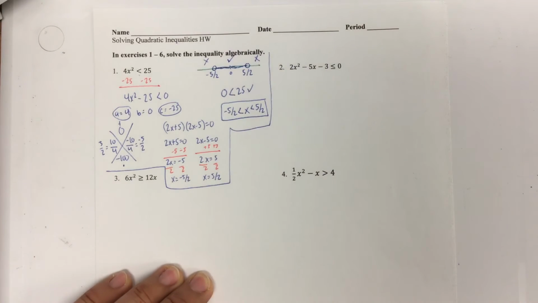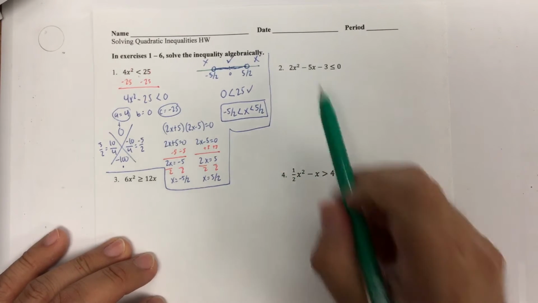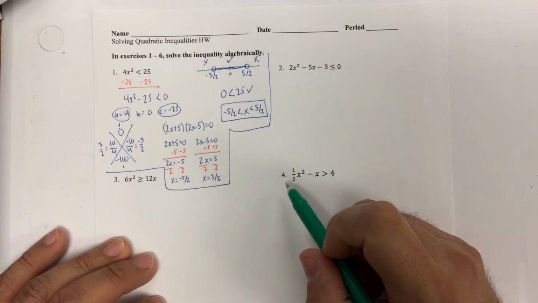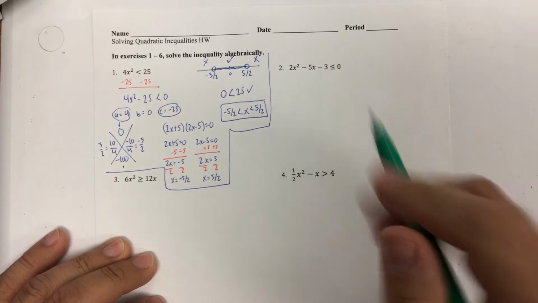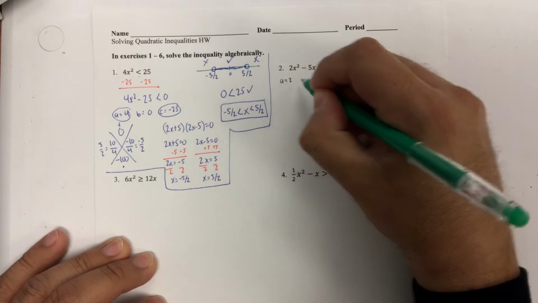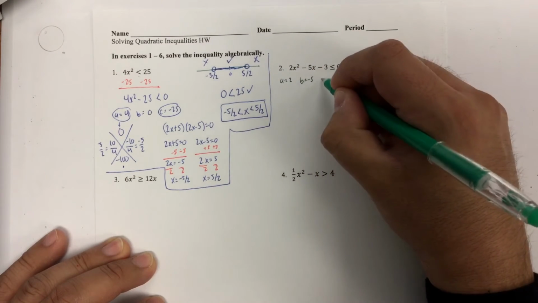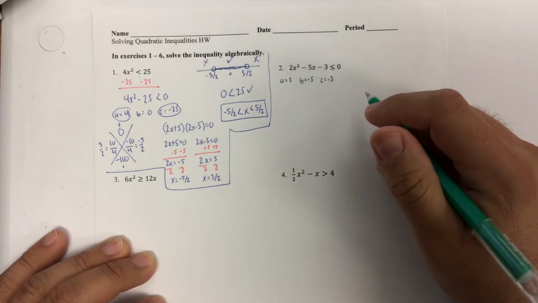All right. So let's take a look at number 2 now. For number 2, it's already set equal to 0. It's in standard form, so I'm going to attempt to factor it. There is no greatest common factor. It's not a special case, so I'm going to identify A, B, and C. A is 2, B is negative 5, and C is negative 3.